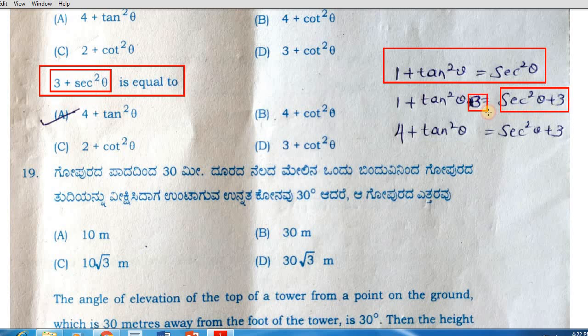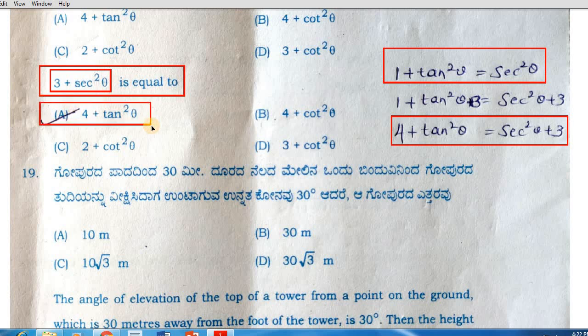Hence here I added 3. So when I added 3, this 3 and this 1, I added and I have got 4. It means 4 plus tan square theta is equal to sec square theta plus 3, I have got. Hence the right answer is option A, 4 plus tan square theta.